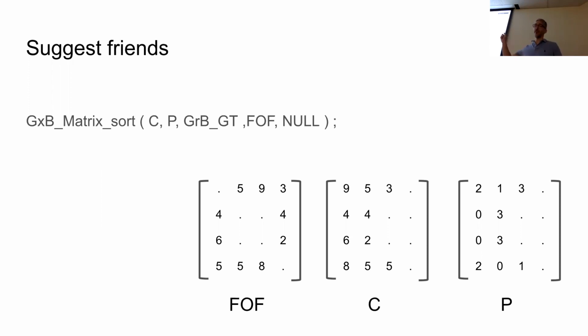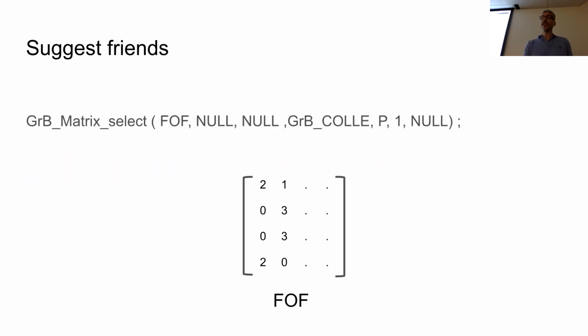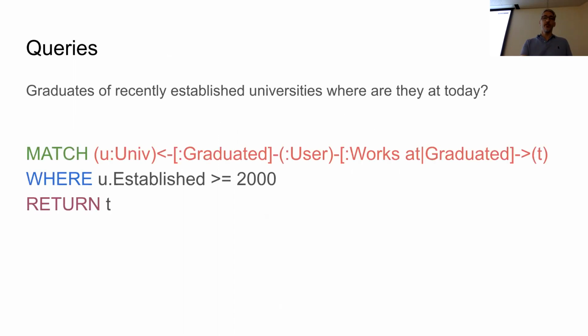So you would see it at the first column at matrix C, and P would tell you what was the original position of nine in FOF. And so after we have sorted, let's say that we only care for the top two values, then we can use GrB_Matrix_select to maintain only the first two columns. And this is the end result. This is the result that the query asked for, solely using GraphBLAS operations.